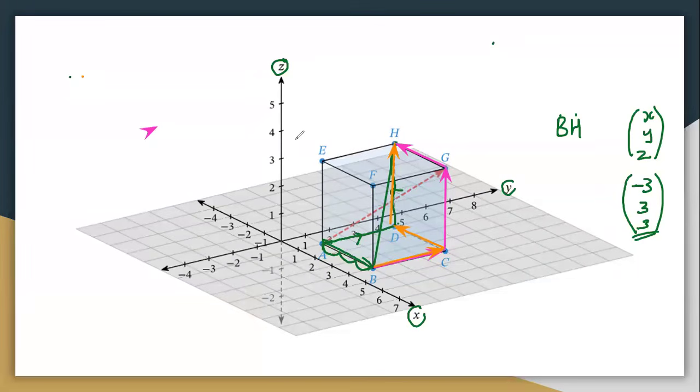The pink one. So how many steps have we moved here? 3. Which direction? Positive. Which axis are we moving on? That is the y-axis. Then we go to the second pink. How many steps have we moved? 2, 3. Which direction? They are moving in the positive direction. Which axis? That is the z-axis.